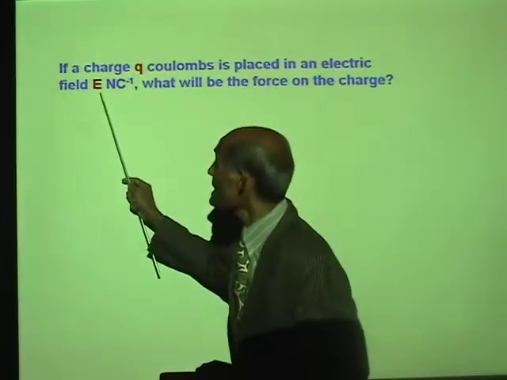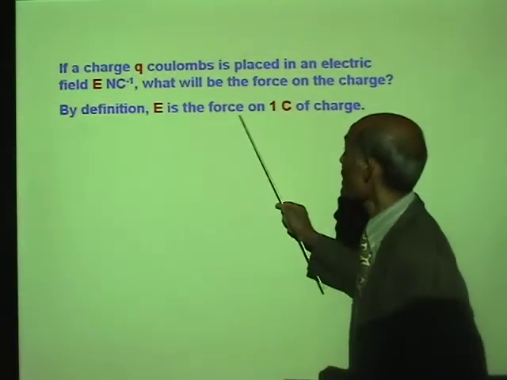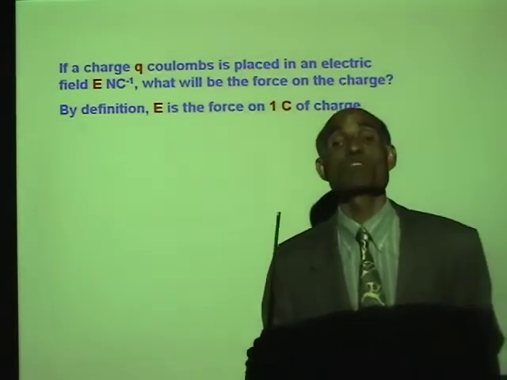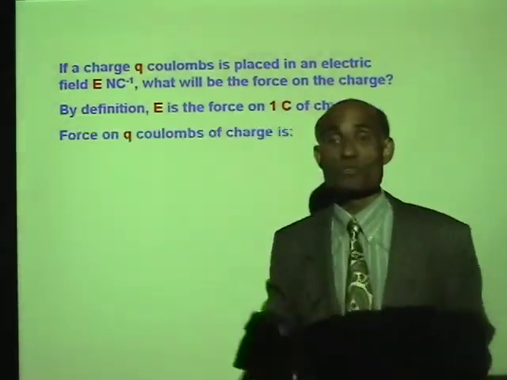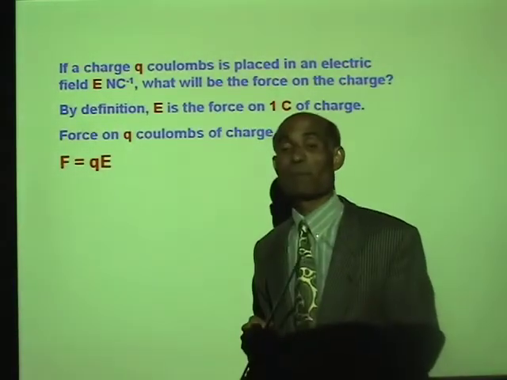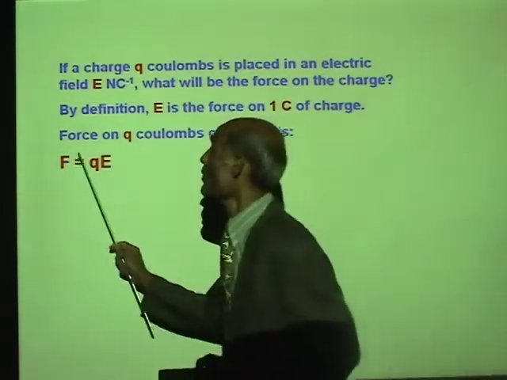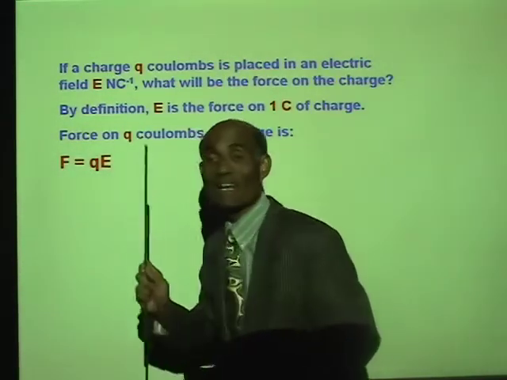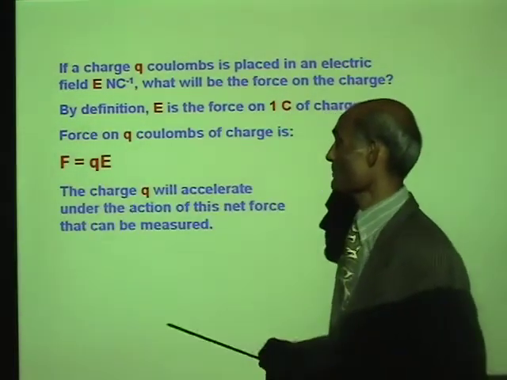It will be E times Q. I hope you understand that. By definition, E is the force on 1 coulomb of charge. Electric field is the force on 1 coulomb of charge. Therefore, what is the force on Q coulomb of charge? F equal to Q times E. A very important relation you cannot afford to forget. The force experienced by a charge Q placed in an electric field E is F equal to Q times E.